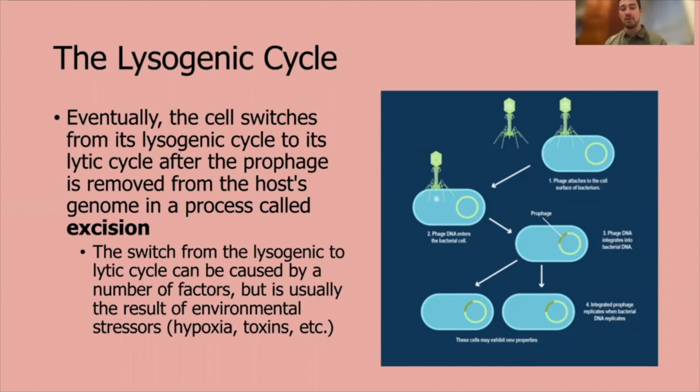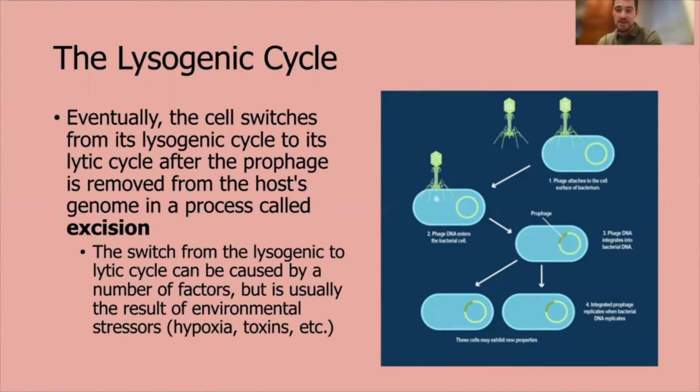And then we get an outburst because these cells that contain this provirus, this viral DNA, switch from that lysogenic dormant cycle to the lytic cycle due to those stressors. And then that's how we get an outbreak. That's how those viruses start to spread. So that's why viruses can remain dormant for years before they're switched over to that lytic cycle.